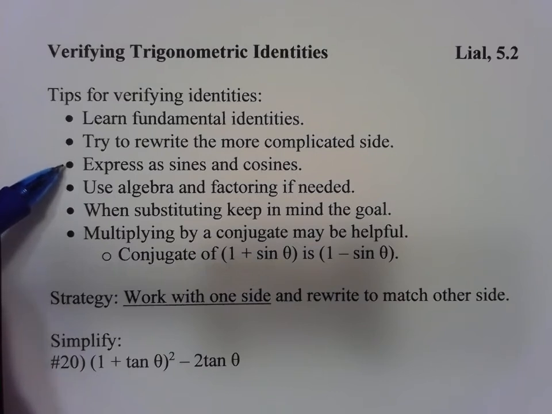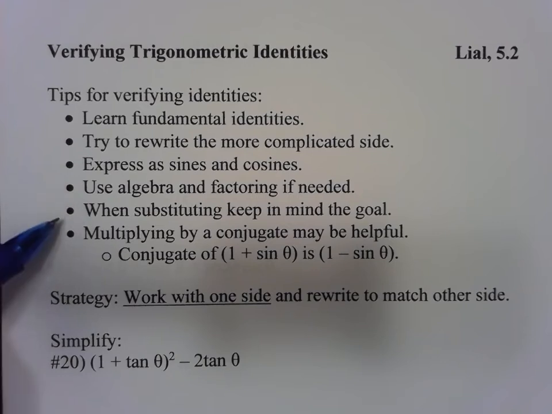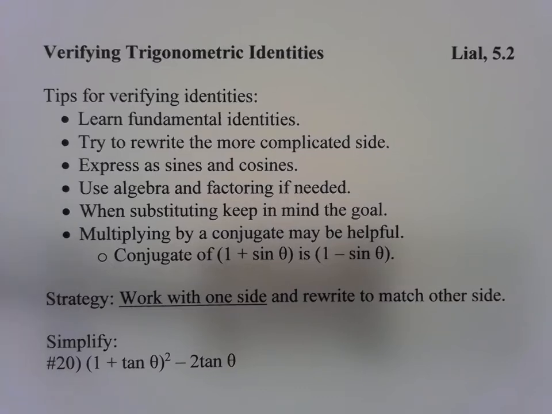We talked about in the last video expressing everything in sines and cosines. Sometimes that makes it a little more clear as to how you can manipulate things. So that's a good strategy. We can use algebra and factoring when we need it. We can do some substitution if we need it. And the last one here is talking about multiplying by a conjugate. I wanted to demonstrate that to you because that may not on its own make a lot of sense.